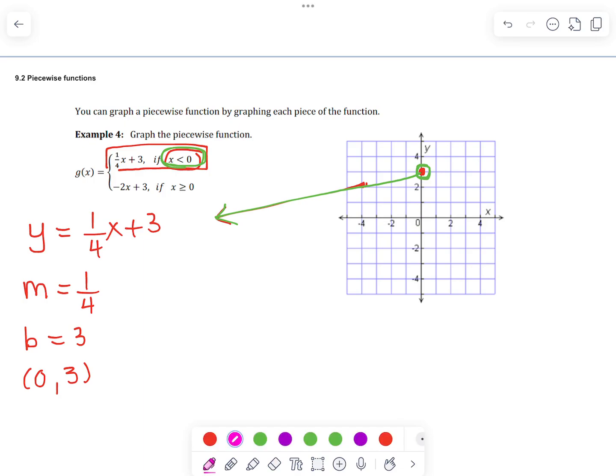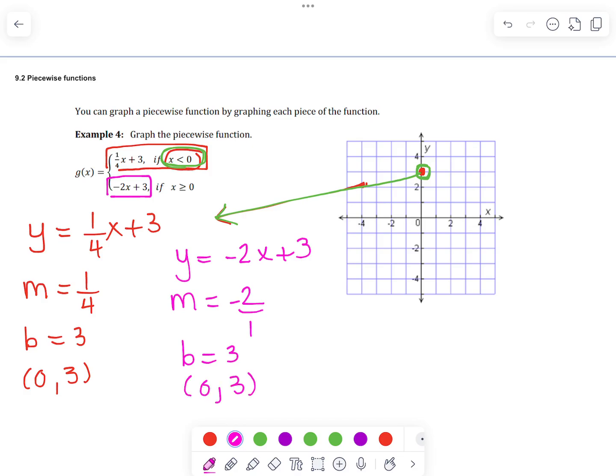All right, the second piece. I'm going to just write y equals negative 2x plus 3. I'm going to graph that line. So my slope is negative 2 over 1. My b is 3. So I'm going to have the same y-intercept. So I'm going to create that point. And then I'm going to do my slope. So I'm going to go down 2, right 1, down 2, right 1, down 2, right 1, or up 2, left 1. So here is my line all the way without any domain restrictions.